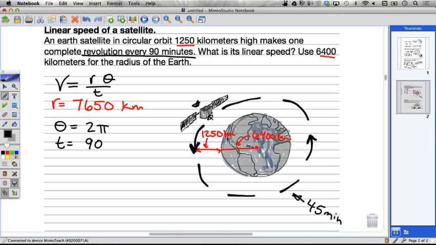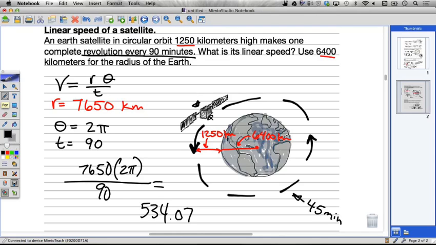So now I just plug it all in. We have the radius of 7,650 times my theta, that would be 2 pi, divided by my time, 90. What do you get? It's 534. Is that what it is? So it's 534.07 kilometers per hour. Or minute.